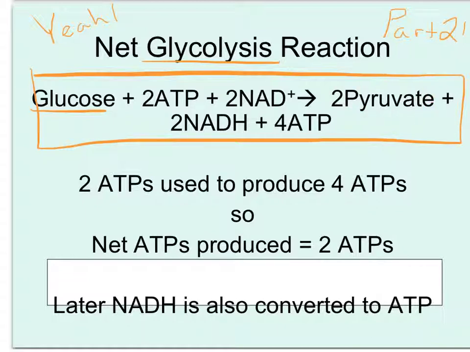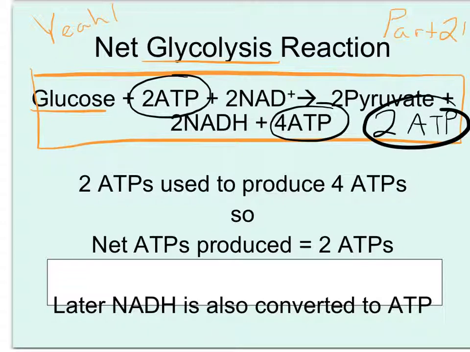Also what happens is we get, let me switch colors here so you can see it a little bit more easily. You get ATP being spent but also being produced. So 2 go in but 4 come out, meaning that we still have 2 ATP more than when we started, which is great. That's what we're trying to do.